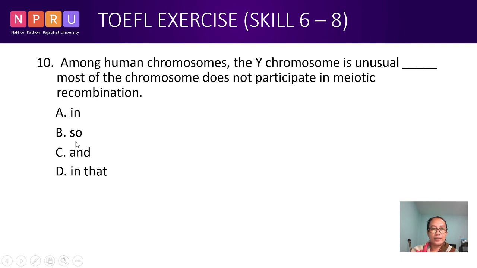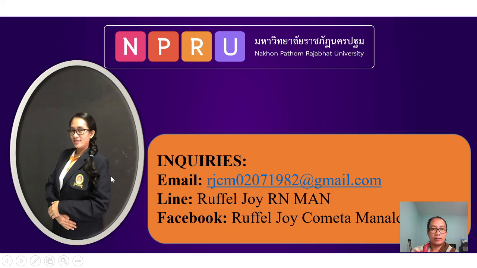Item number 10: Among human chromosomes, the Y chromosome is unusual. Blank most of the chromosomes does not participate in meiotic recombination. A, in. B, so. C, and. D, in that. So that's it for you to answer in your worksheets after you listen to this video clip.